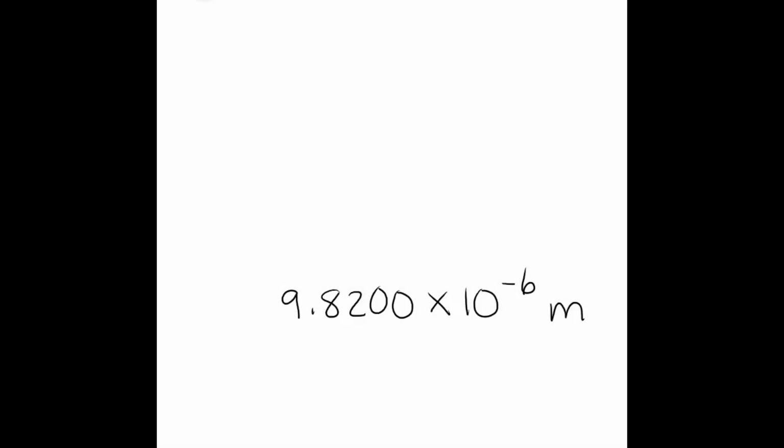Are there leading zeros? No, there should never be leading zeros with scientific notation. Is there a decimal point? Yes. Are there trailing zeros? Yes. So we count the trailing zeros and all other digits. That leaves us with 5 significant figures.